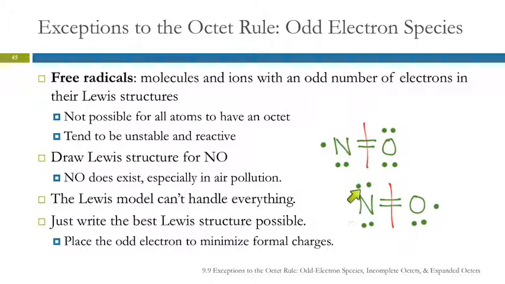Nitrogen brings in 5, leaves with 6. -1. Oxygen brings in 6, leaves with 5, +1. And that's the best Lewis structure for nitrogen monoxide. You can't make a perfect one, you just get as close as you can. Any questions?